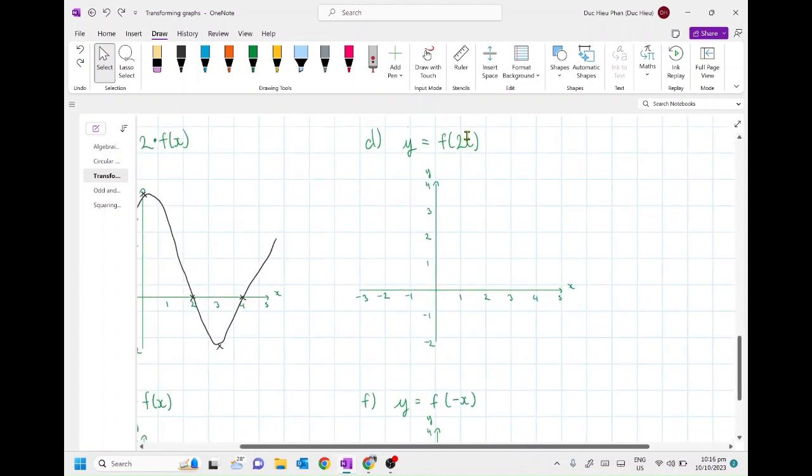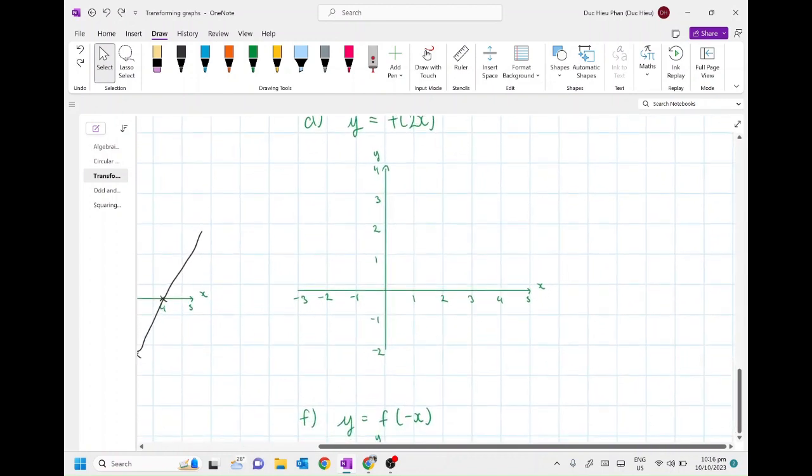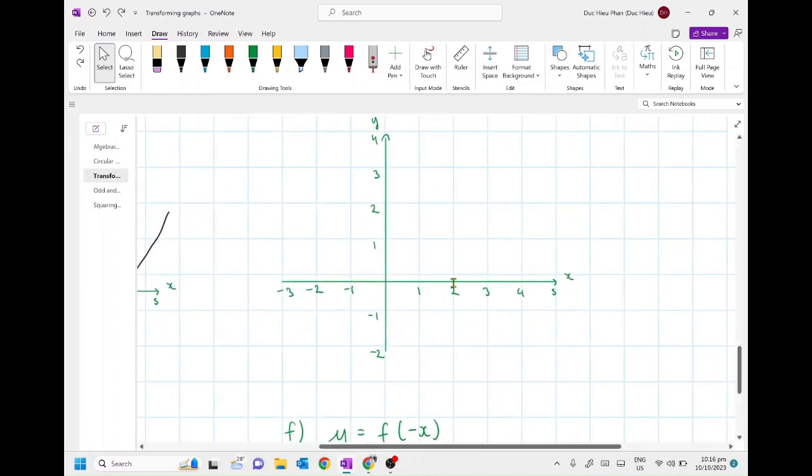Meanwhile here, we're timesing x by 2 before putting it into the function. This means that every x value is representing double its value. And so the graph is actually getting stretched with a scale factor of 1 over 2. So it's actually getting squished in the x direction. Because 1 represents 2, 2 represents 4, 3 represents 6.